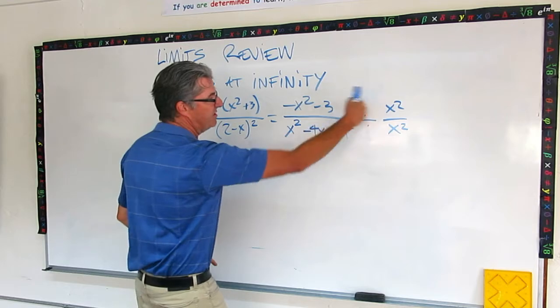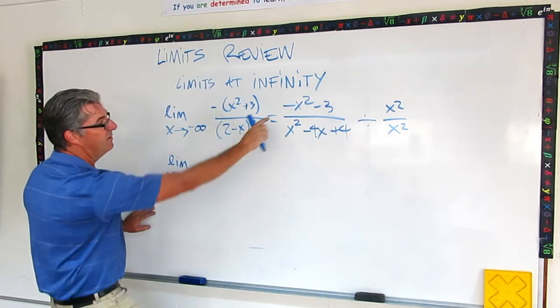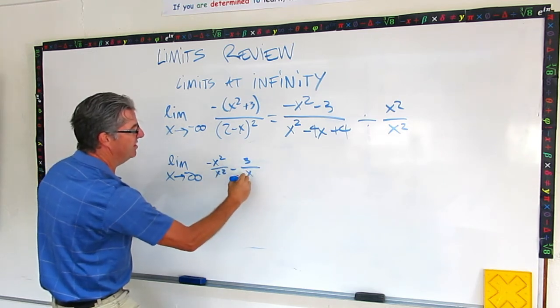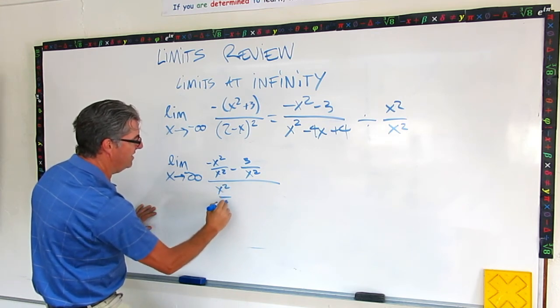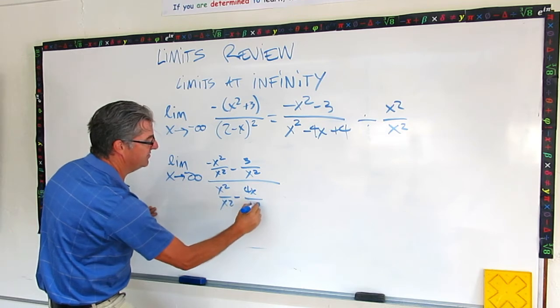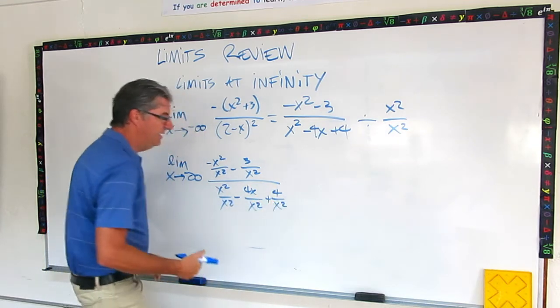Now what I'm going to do is divide all the terms by x squared. So I'm going to get minus x squared over x squared, minus 3 over x squared, all over x squared divided by x squared, minus 4x over x squared, plus 4 over x squared.